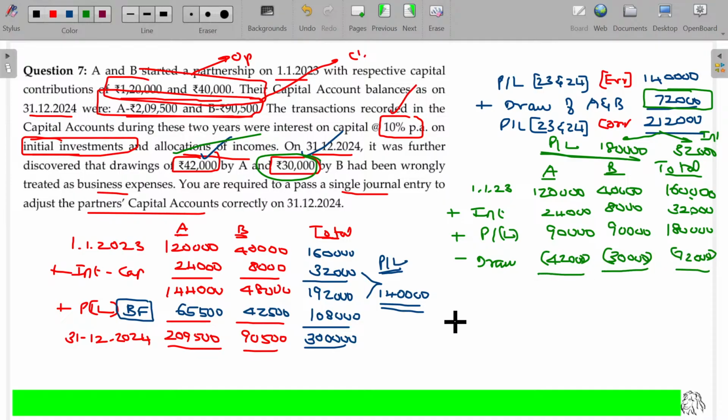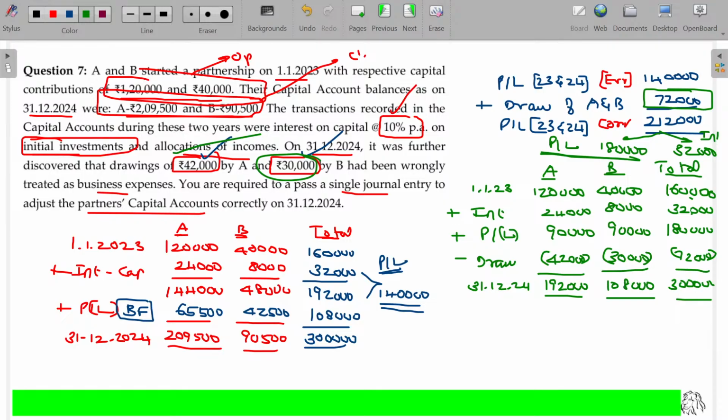Now, what is the ultimate correct balance? 31, 12, 24. What is the correct balance? Come on. Get me the value. Make it faster. For A, I think it is 1,92,000. Am I right? For B, 1,08,000. What is the firm's total profit?